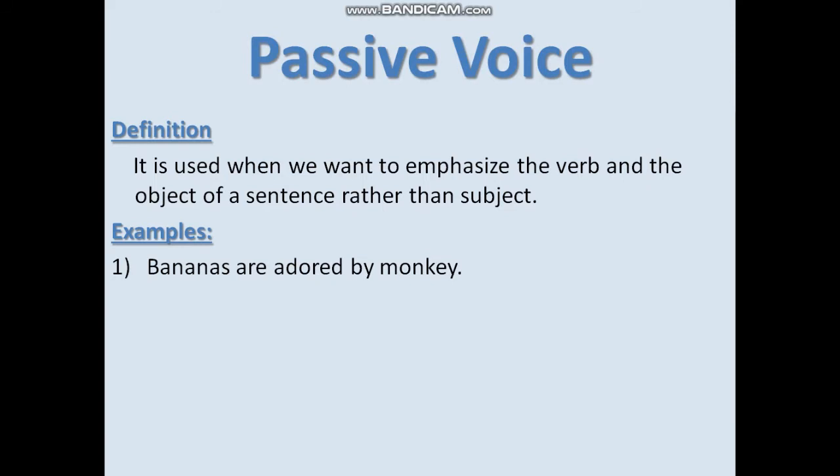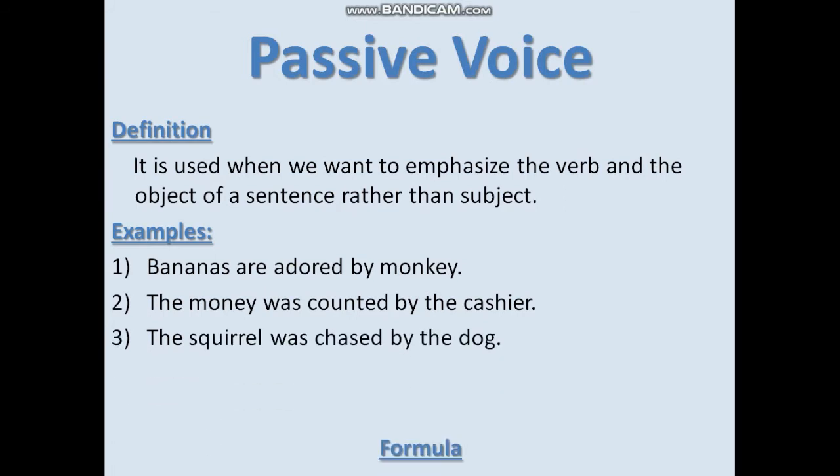So I have used the object bananas first, then I use the helping verb, then the verb's third form, and before the subject I use the preposition by. This is the second example of passive voice. The monkey was counted by the cashier. So here we focus on the object rather than the subject, and on the verb. So the squirrel was chased by the dog.